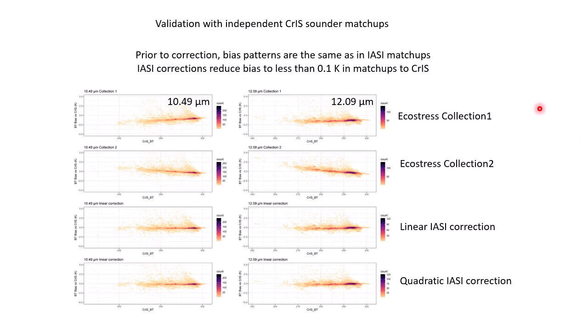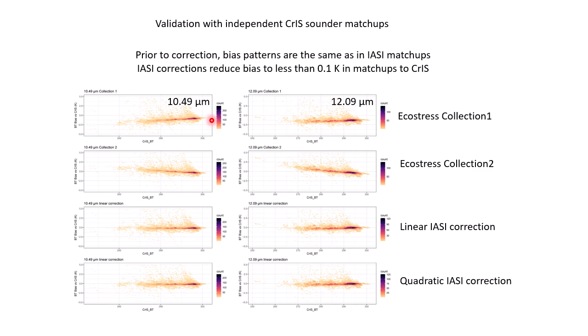To validate these analyses and corrections, we looked at a set of completely independent CrIS sounder matchups. This is a totally different instrument. It's also hyperspectral, but it's on totally different platforms. This is on the same platform as the VIIRS instrument, whereas the IASI is on the METOP satellites run by the European Union.